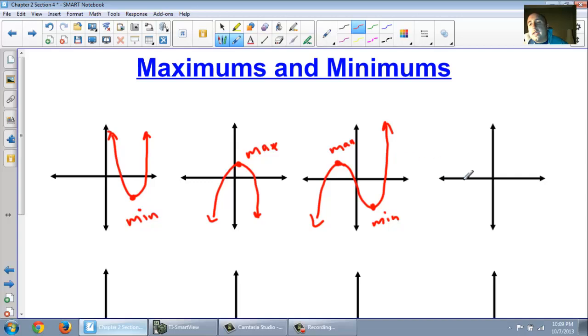And what happens if we are doing an x to the fourth that opens up? Depending on which one is the lower of the two valleys, one of these is going to be your minimum. So when I say maximum or minimum, that's what we mean by that. We're going to do a couple of examples to hopefully make some sense out of this idea of maximums and minimums.